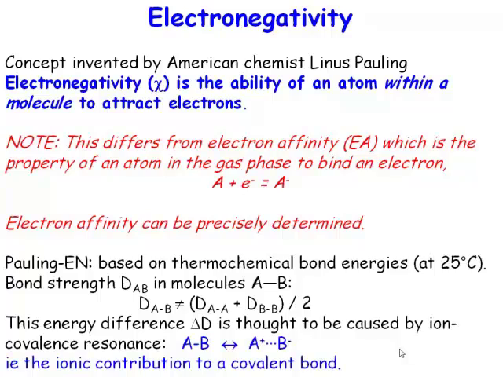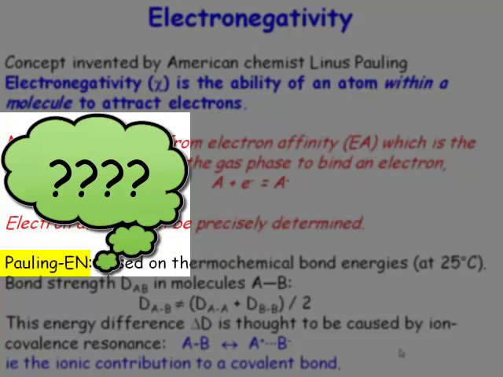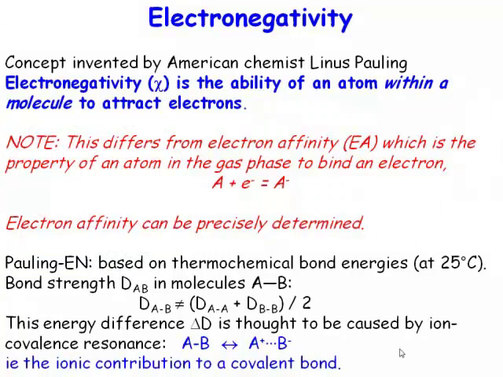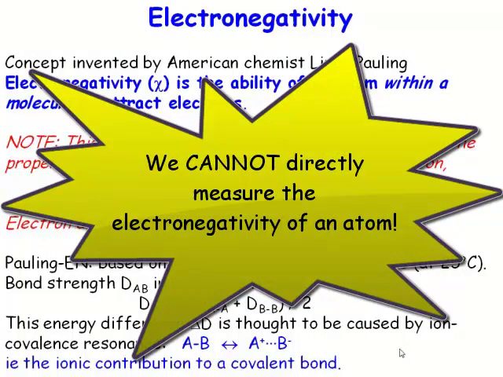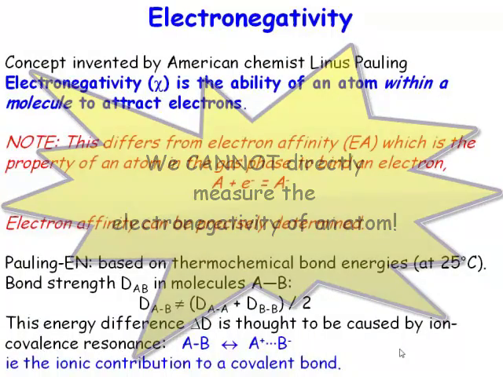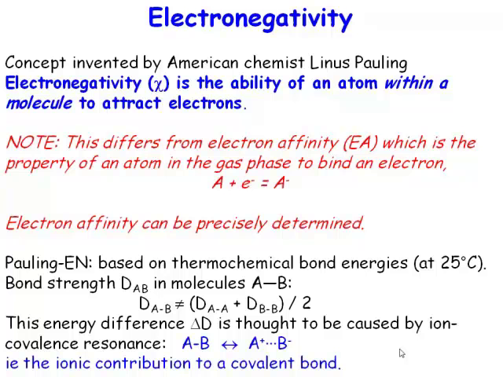Now, Pauling. What was Pauling up to when he came up with these electronegativity values? Well, these electronegativity values are actually based and derived from thermochemical measurements. So we cannot directly measure the electronegativity of an atom. But it can be inferred if you collect together lots of thermochemical data from lots of different compounds. And that's what Linus Pauling did.